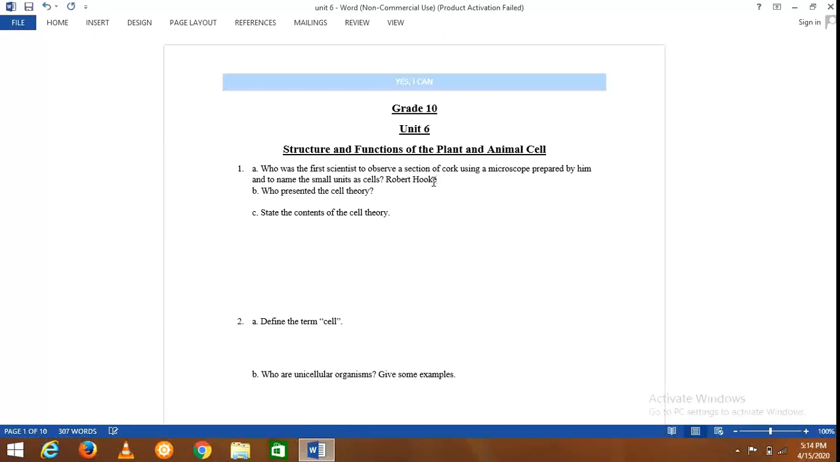Then, depending on his findings, another set of scientists continued his experiments and they were able to present the cell theory. So the names of these scientists are Schleiden, then the next scientist is Schwann, and the third person is Rudolf Virchow.